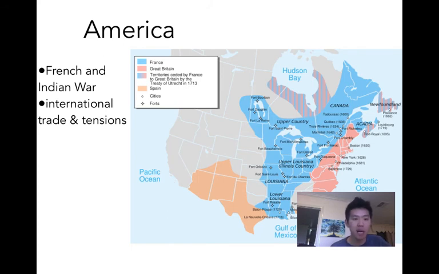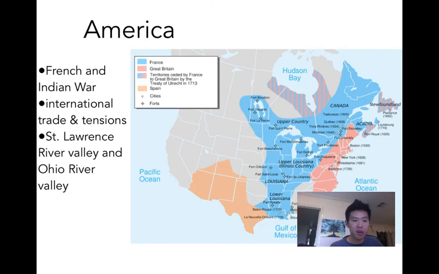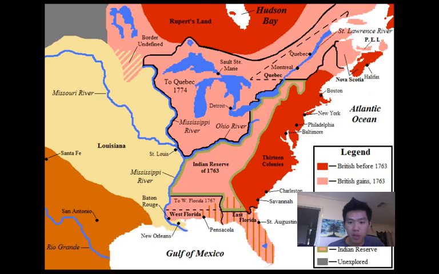Competition for land, as you can see in the map. Okay, the territories that France acquires, Spain is holding, and Great Britain, it looks like this on the East Coast so far. But that will change. Okay, the greatest conflict took place in America. And the two areas are the St. Lawrence River Valley and the Ohio River Valley. Okay, and so we'll show you a picture real quick.